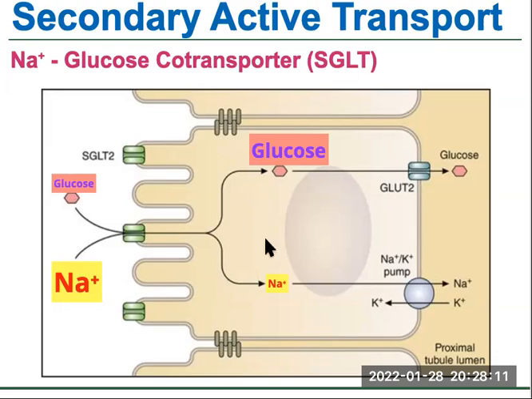In this case, you can see that the transport of glucose relies on the concentration gradient of sodium. And that concentration gradient of sodium ultimately relies on this primary active transporter. So this process of glucose transport is secondary active transport, but it relies ultimately on the energy coming from a primary active transporter.